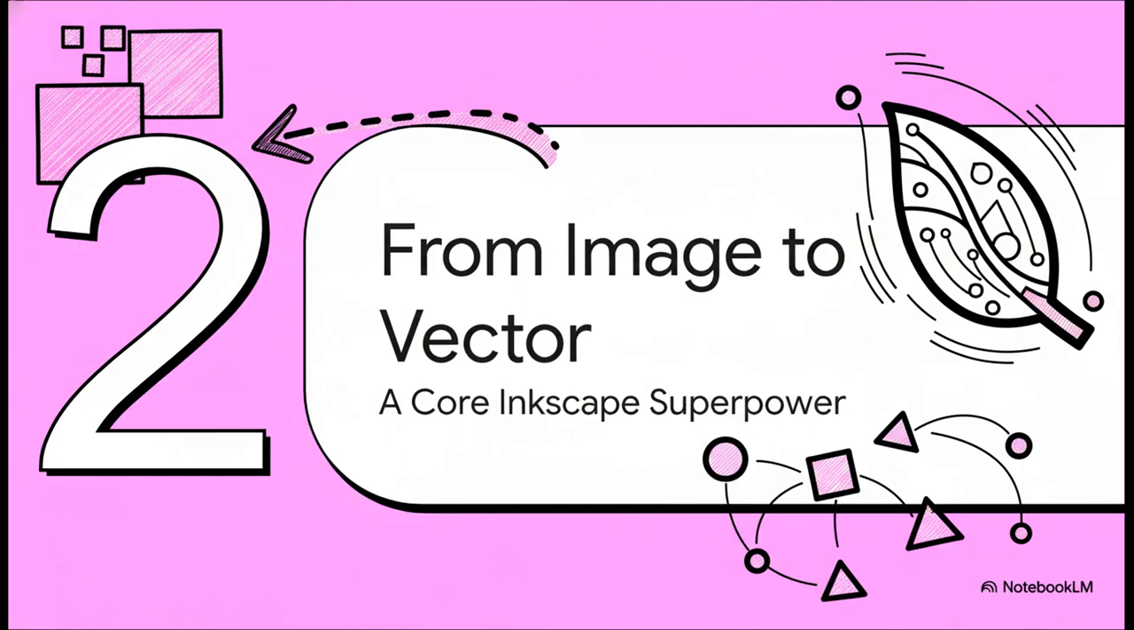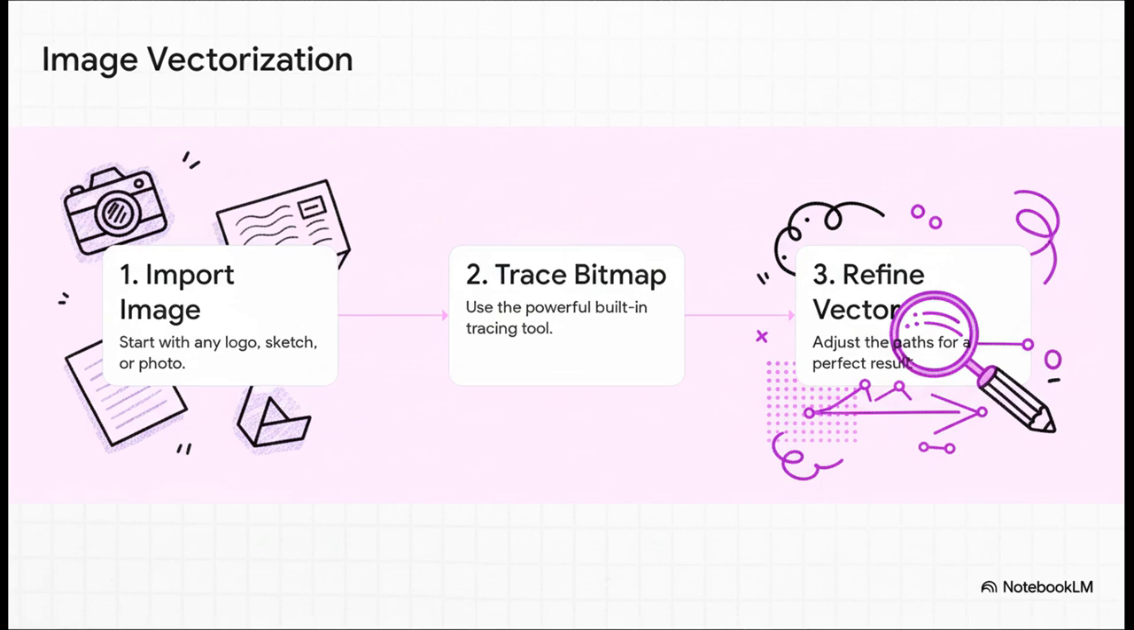Okay, so beyond all the killer new features, let's talk about one of Inkscape's most famous and powerful core abilities. It's one of the things it's best known for, turning a regular, flat image into a scalable vector graphic. And the process could not be more straightforward. Seriously, it's just 3 simple steps. First, you import basically any image you want, a logo, a photo, even a pencil sketch. Second, you use the amazing built-in Trace Bitmap tool. And third, you just clean up and refine your new vector shape.